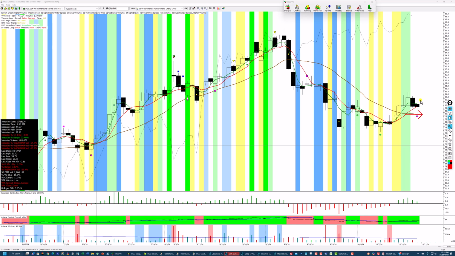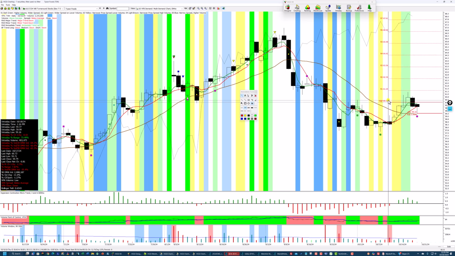Now, I'm going to bring up a tool here, the annotation tool, and I'm going to click on this R. I'm going to put it right on the low of that, and if I waited for this to clear or to hit that for a buy stop, I would only be risking 2.65% if I went just below or right at the low of this pivot.